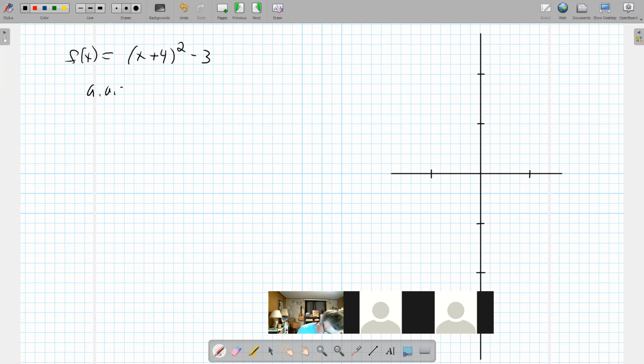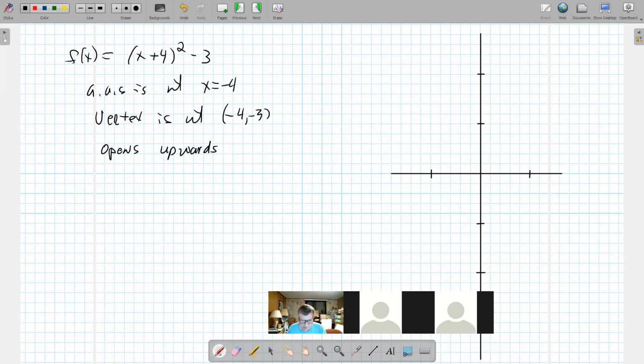The axis of symmetry is at x equals negative 4, and the vertex is at (negative 4, negative 3), and it opens upwards. Why? What's a? a is 1. There's an implied 1 there, okay? The axis of symmetry is at x equals negative 4. That's a vertical line. It's dotted because it's not literally part of the graph. The vertex is at (negative 4, negative 3), and this thing opens upwards, okay?